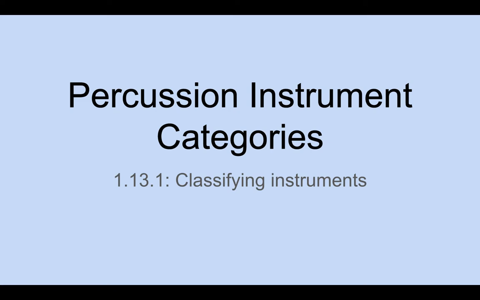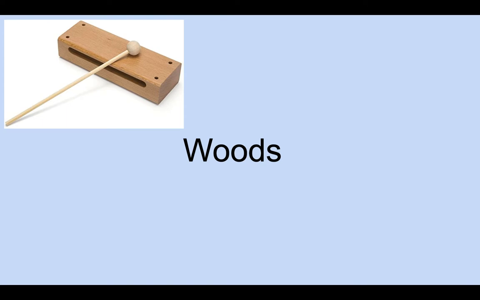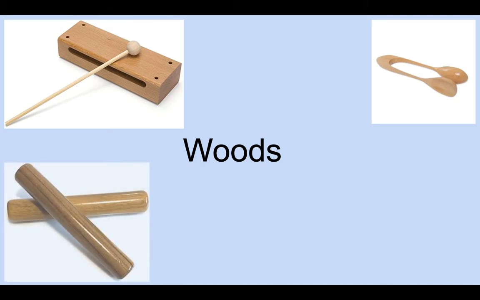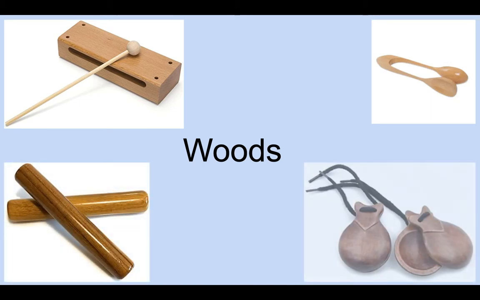The first category we're going to talk about is the woods. This is any instrument that's made of wood that you strike to make a sound. So anything that is hit, like our wood block. You should remember that from last quarter. The wooden spoons, the claves, which are like really nice rhythm sticks, and the castanets.